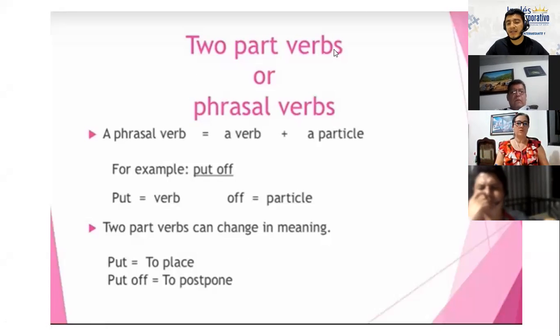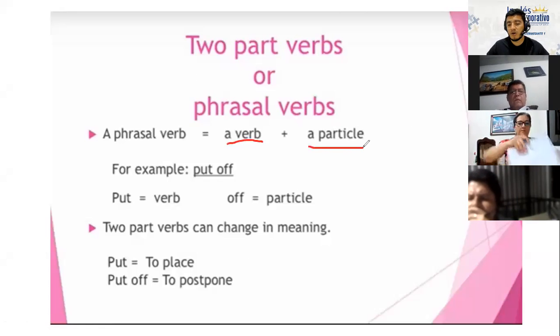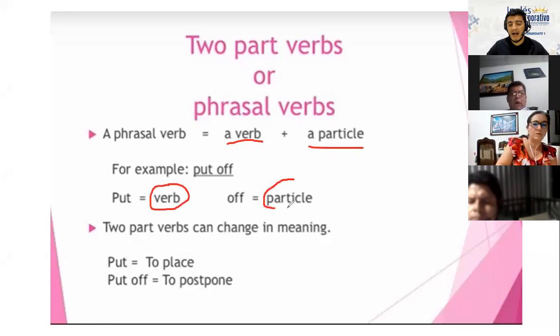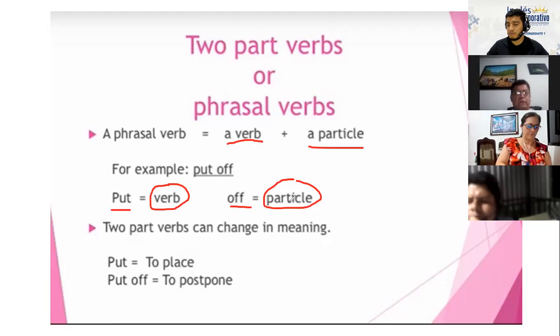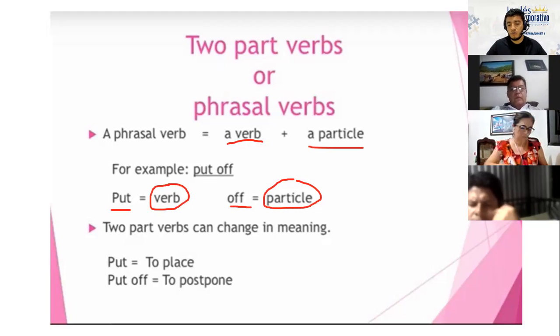A phrasal verb is composed by un verbo and a particle, right? One verb and one particle. For example, put off. Put is the verb and off is the particle, right? ¿Estamos claros ahí? Okay, so in the following example, turn down. ¿Cuál es el verbo ahí en turn down? Turn. Good. And what is the particle? Down. Very good.